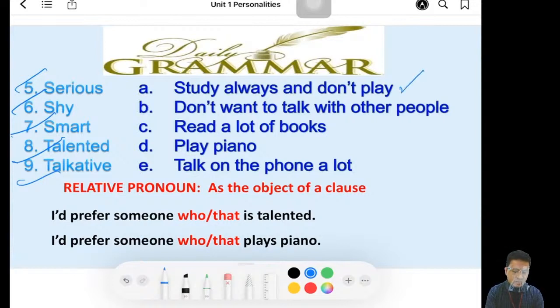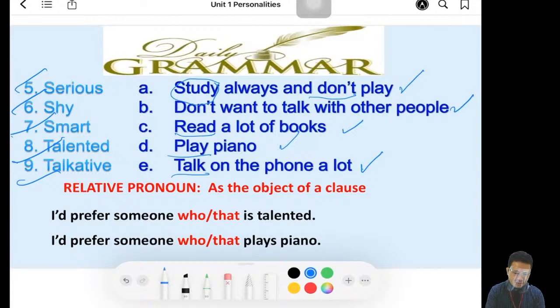The meaning of shy is don't want to talk with other people. The meaning of smart is read a lot of books. And the meaning of talented is play piano, play football, play soccer, or play any musical instruments. And lastly, talkative. The meaning of talkative here is talk on the phone a lot or talk in the class a lot. This time, you notice that we have here the verb study, and we also have here don't. We also have here read, play, and talk.